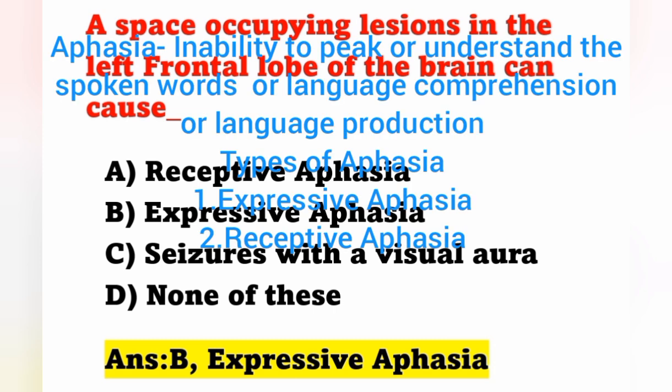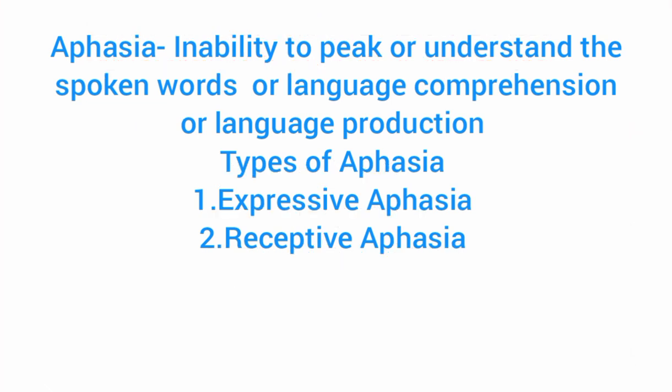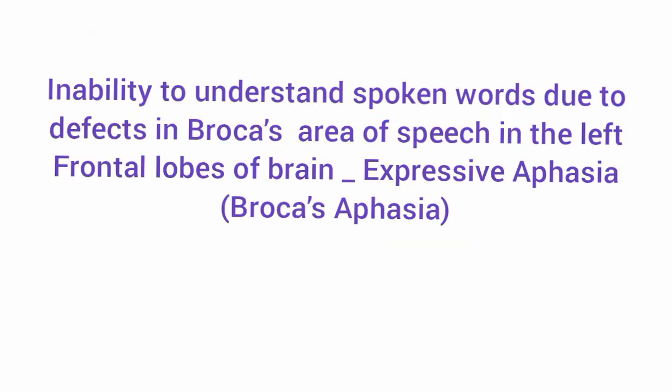Option B. So what is aphasia? Aphasia means inability to speak or understand spoken words, that is, language comprehension or language production. So that is aphasia. Aphasia means the person is not able to speak or not able to understand spoken words. That is known as aphasia. Aphasia is of two types. First one is expressive aphasia and second one is receptive aphasia.